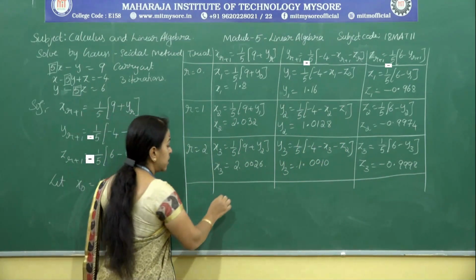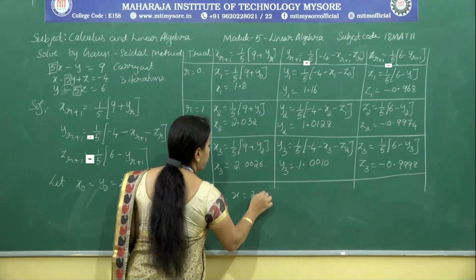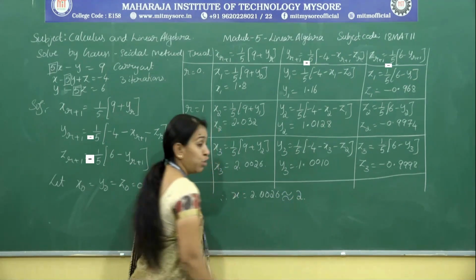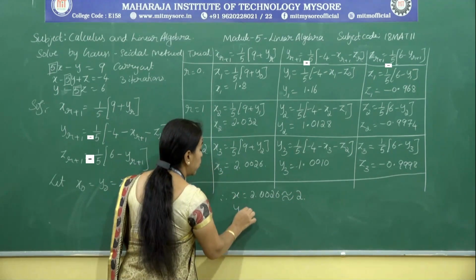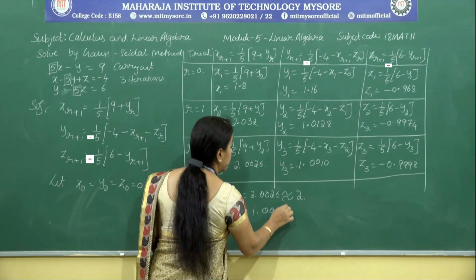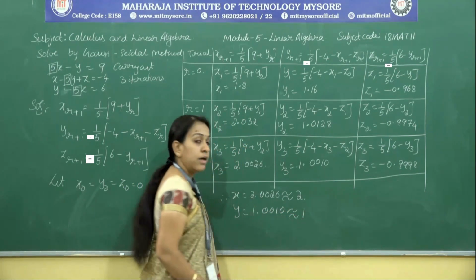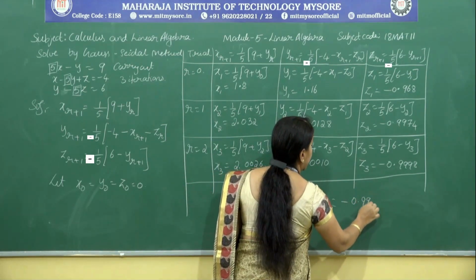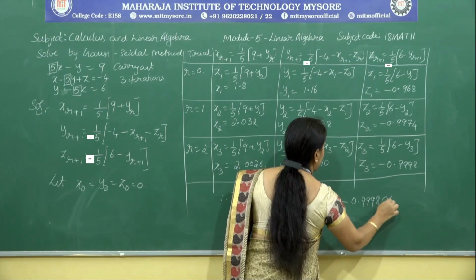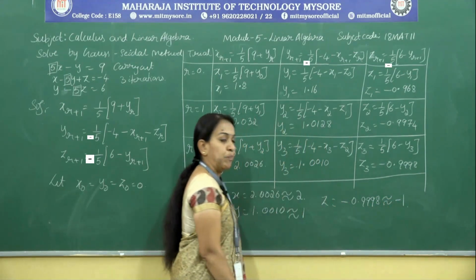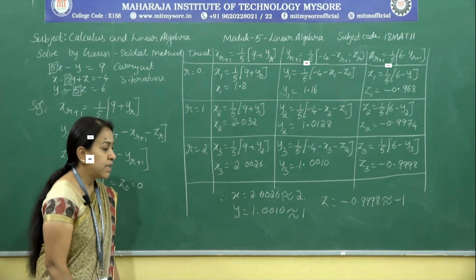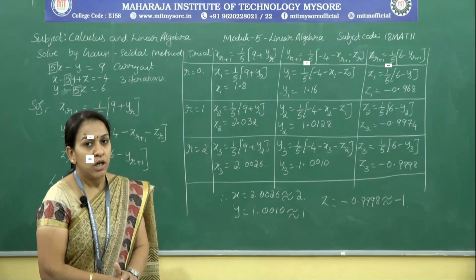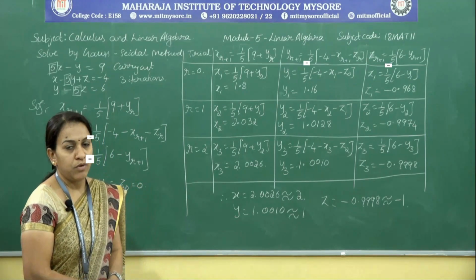Now what is the required result? Therefore your x is 2.0026, so I can write approximately 2. Then y is equal to 1.0010, approximately 1, and z value minus 0.998, approximately minus 1. Therefore x is 2, y equal to 1 and z equal to minus 1 is the solution of the given system of linear equations.